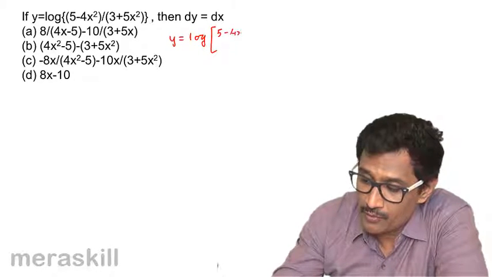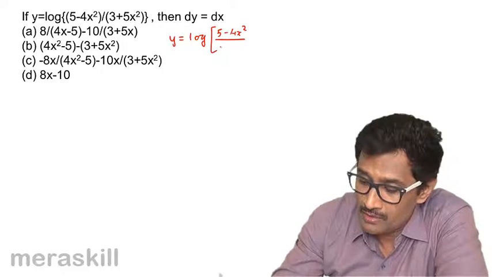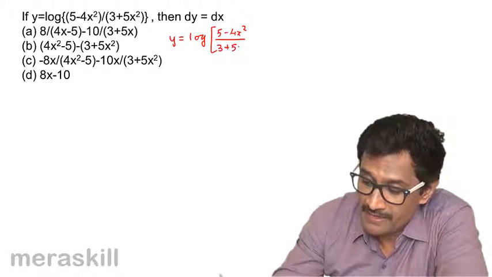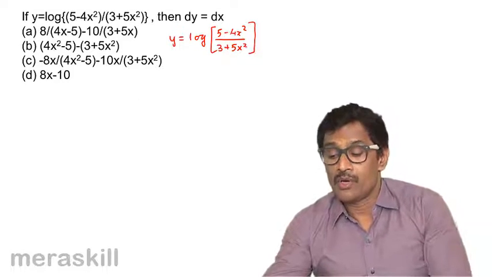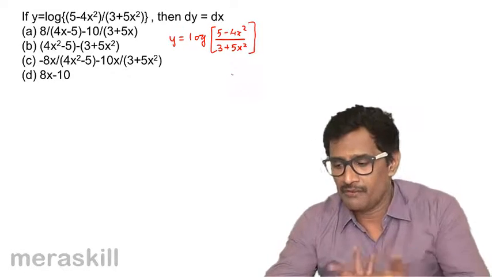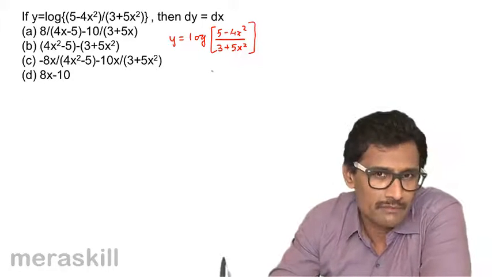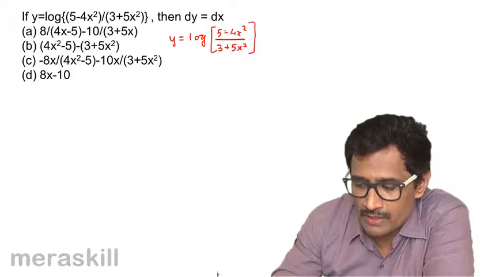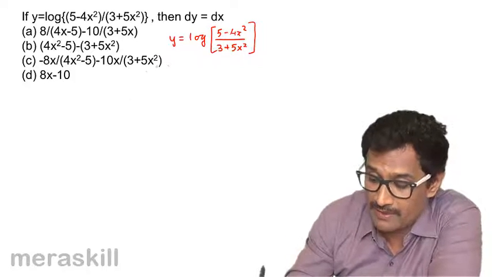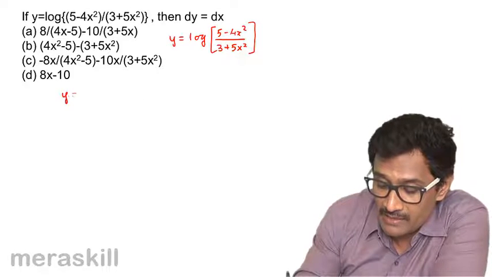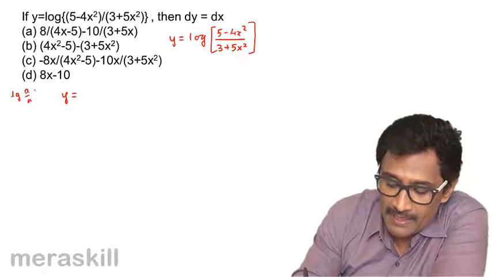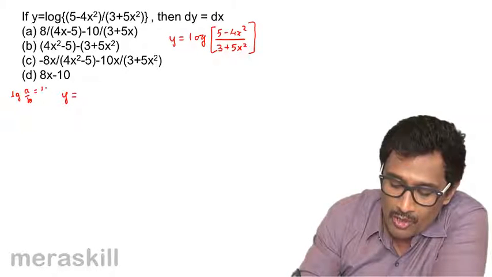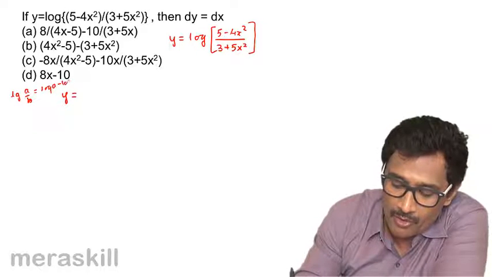Five minus 4x square upon 3 plus 5x square. Now, we need to do this. One way of doing it is using the quotient rule, but that's a little complicated. Since it's a logarithmic function, we can write it this way. We know that log of a by b is nothing but log a minus log b.